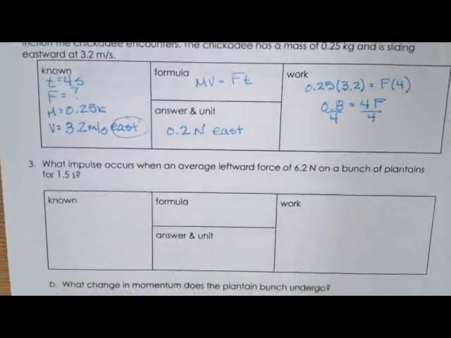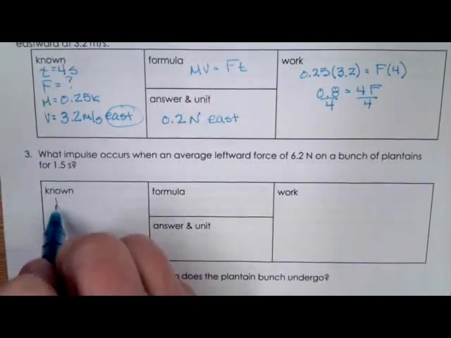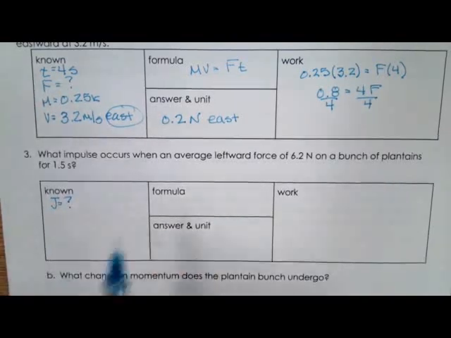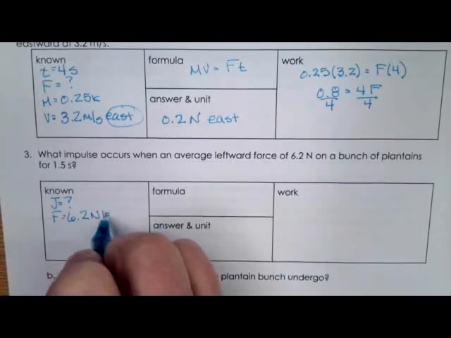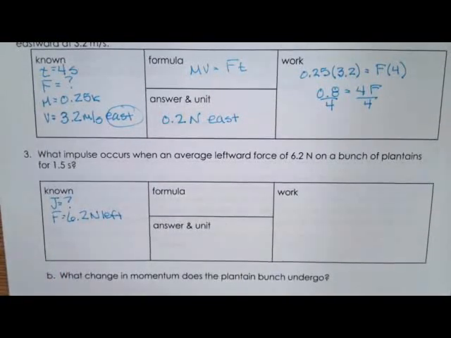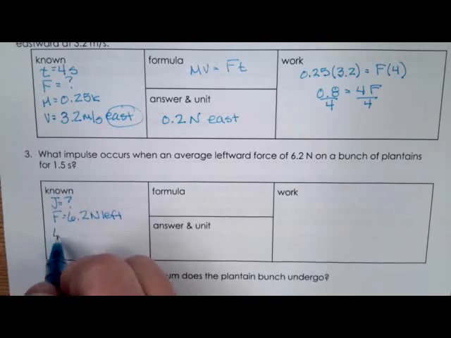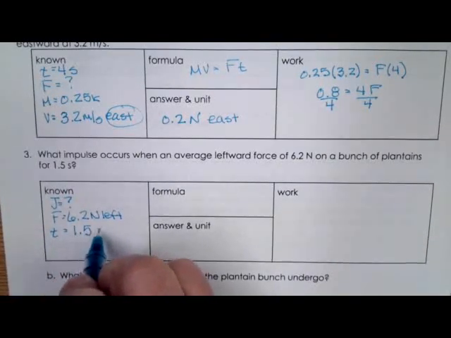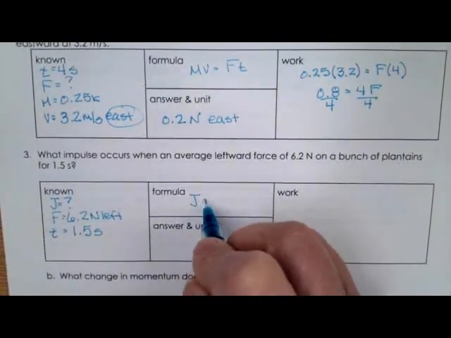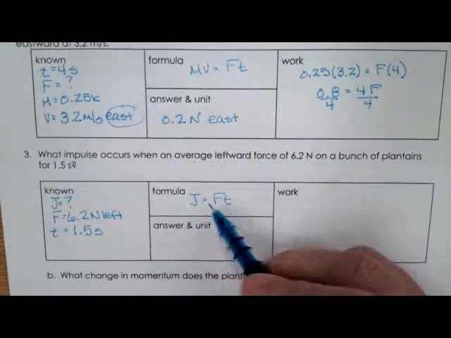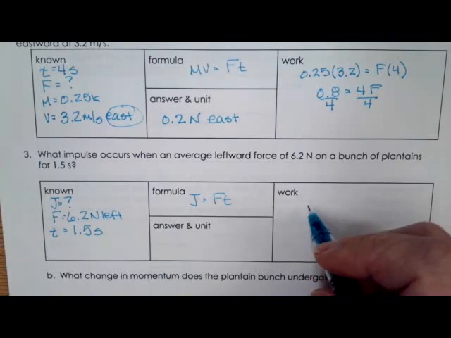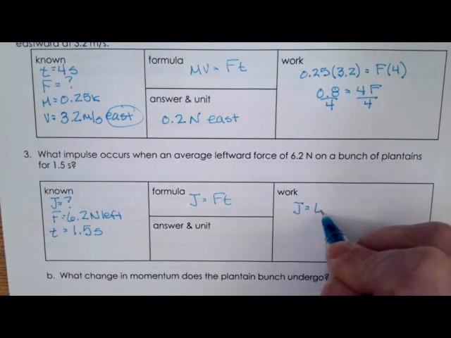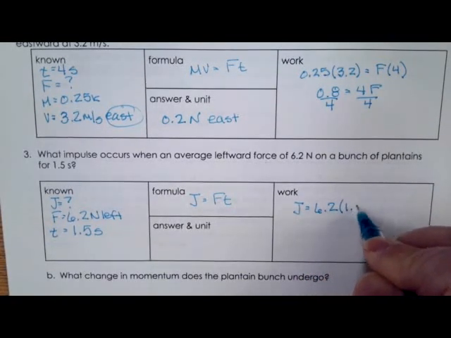Number 3, we need to find the impulse, which is J, that occurs on an average leftward force of 6.2 newtons left on a bunch of plantains, which are kind of like bananas, for a time of 1.5 seconds. So J equals Ft, impulse equals force times time. It's one of your formulas on the first page of this thing.